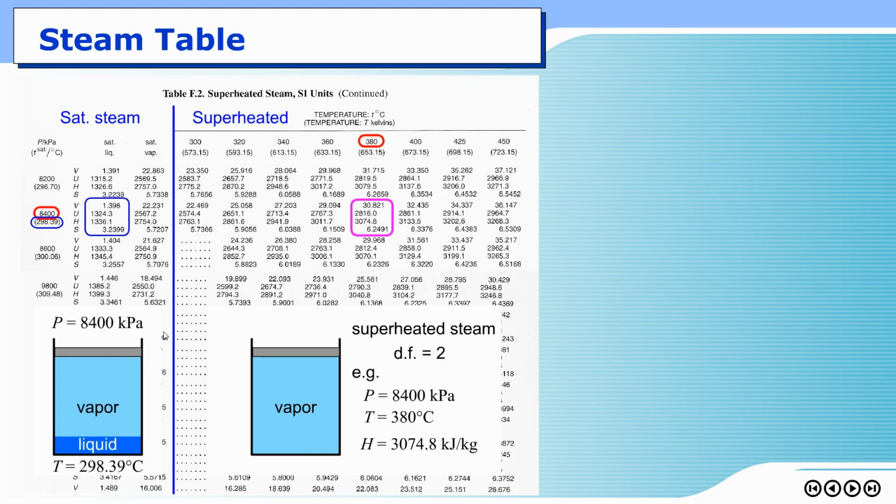From the data, information regarding liquid under saturated condition will be listed underneath this sat liquid column: volume, internal energy, enthalpy, and entropy. On the other hand, for vapor, you can read the information from the data underneath the sat vapor column.